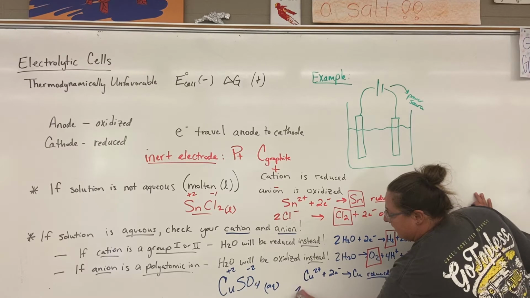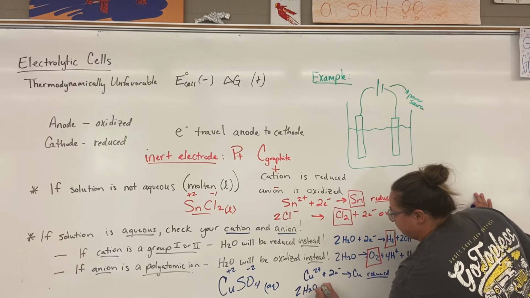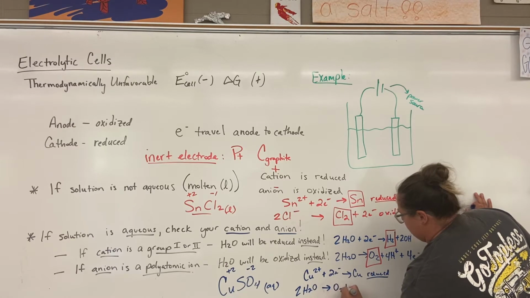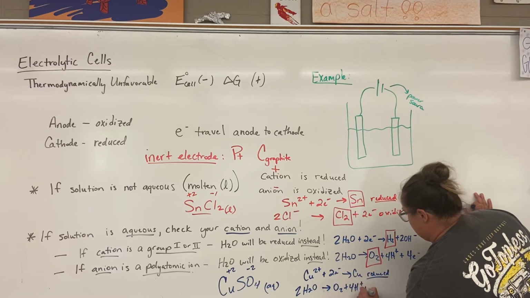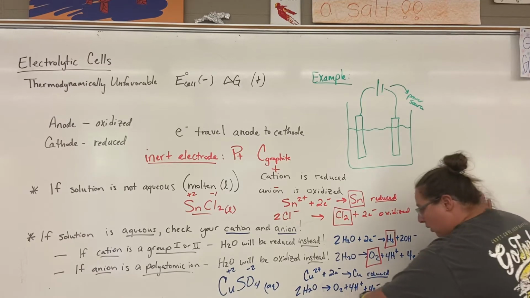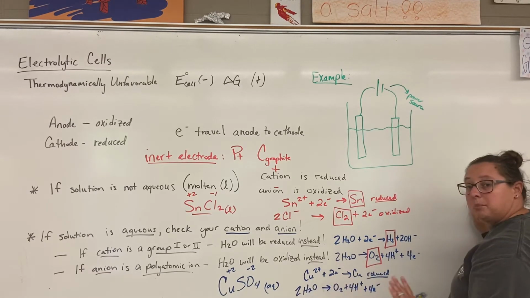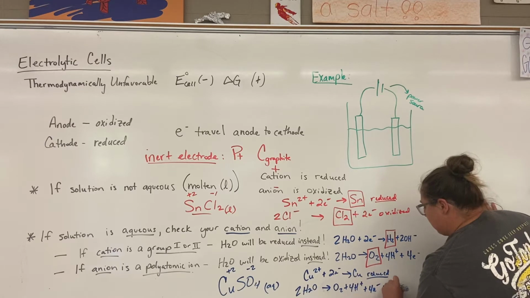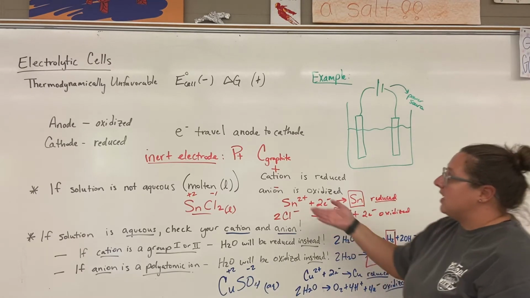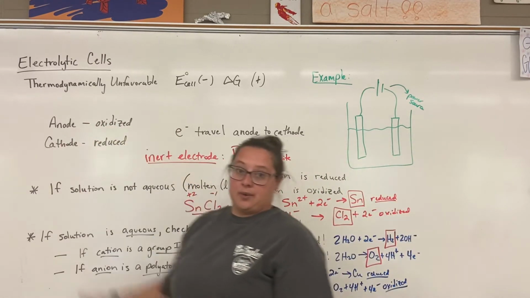So I'm going to rewrite this. 2H2O yields O2 plus 4H+ plus 4 electrons. And so yes, you do have to write out that whole entire species. That is the complete half reaction. And so this is what is occurring on our oxidized side, which is our anode.